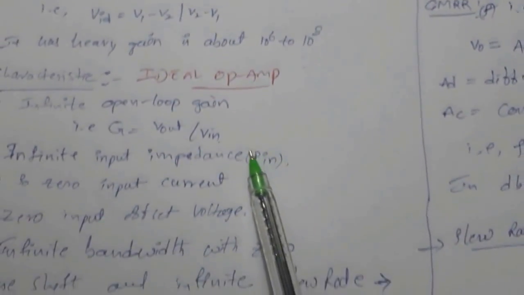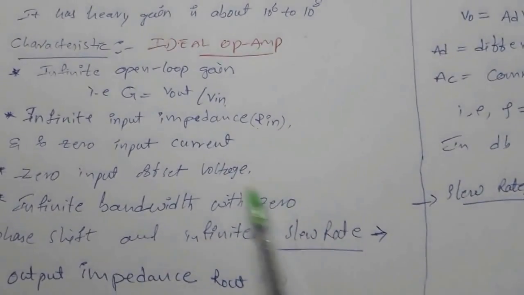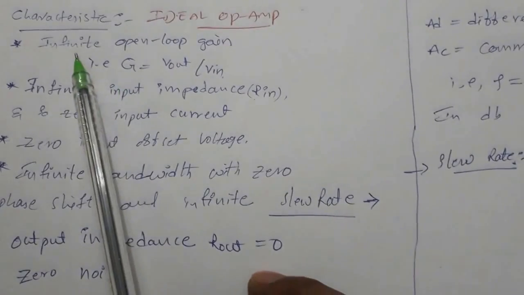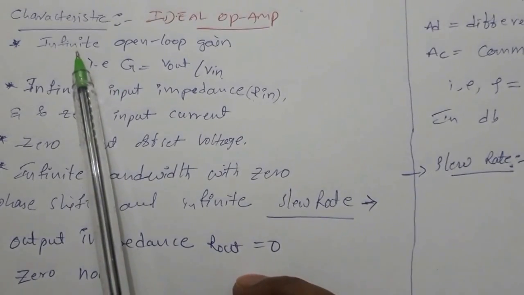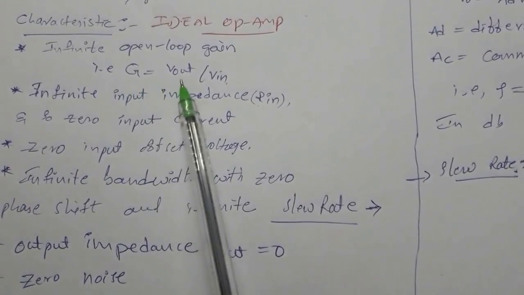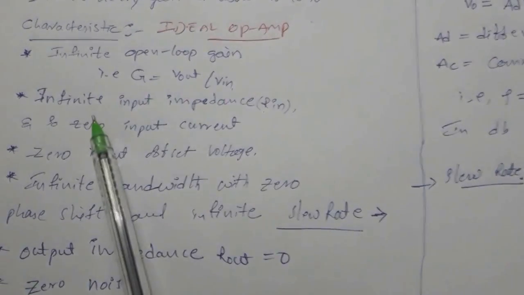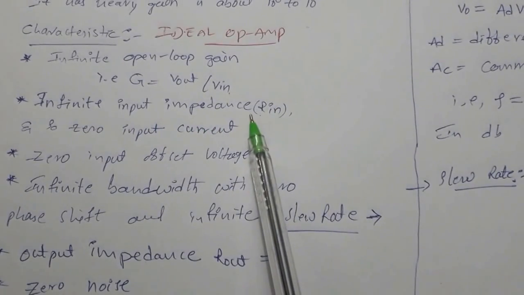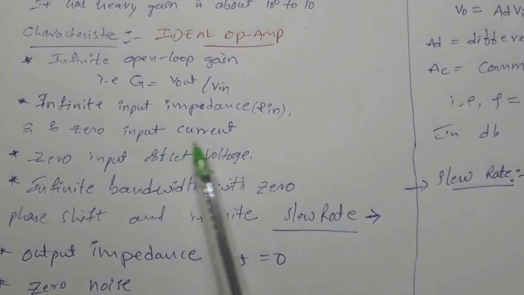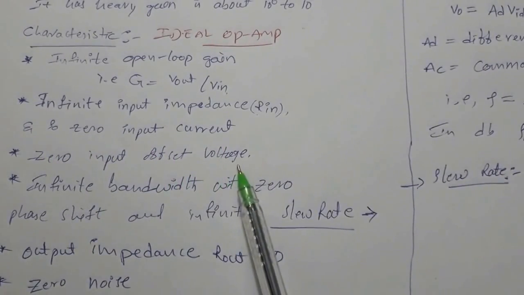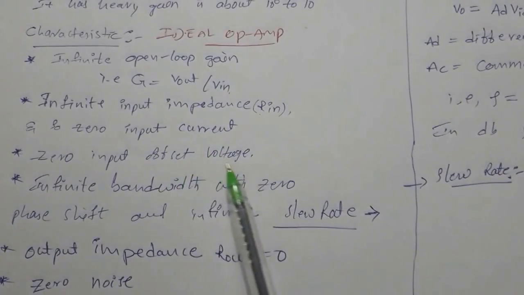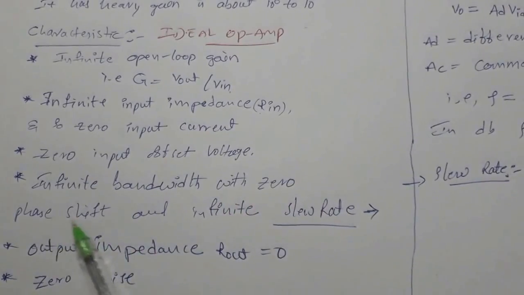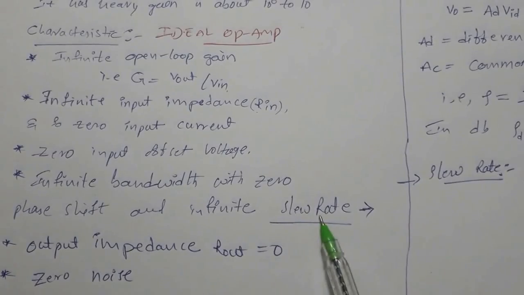Let us discuss the characteristics of an ideal op amp. Every ideal op amp has these ideal characteristics: infinite open loop gain, denoted by A, that is V0 by VID, and infinite input impedance. Here impedance is also referred to as the resistance of an op amp. Due to that, it has zero input current and also zero offset voltage. Without input current, we don't get an offset voltage, and it has infinite bandwidth, with a phase shift, and infinite slew rate.